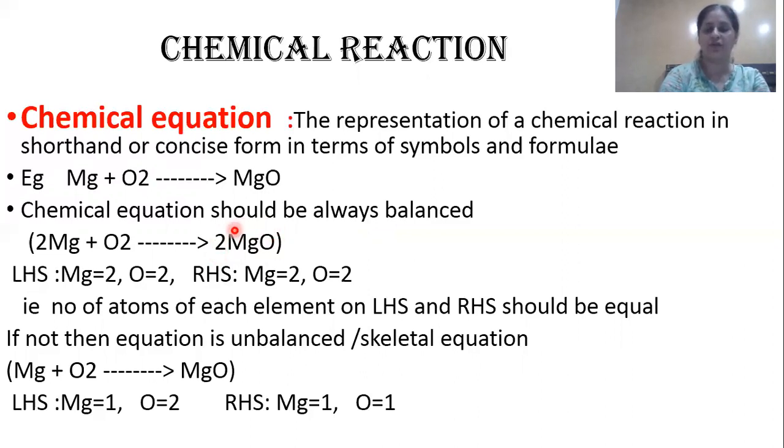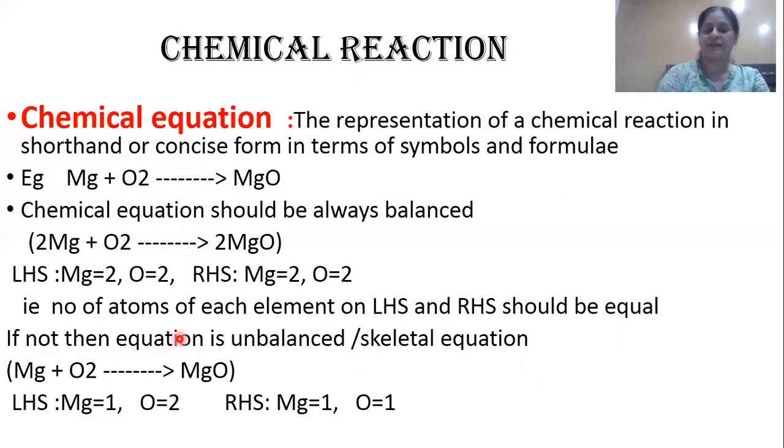Whenever a number or coefficient is written in front of a formula, it belongs to all those elements that are present in that molecular formula. So magnesium is 2 here, and also 2 here; oxygen is 2 here, and also 2 here. So the number of atoms of each element on the left-hand side and right-hand side are equal. If they are equal, then it is said to be a balanced equation.